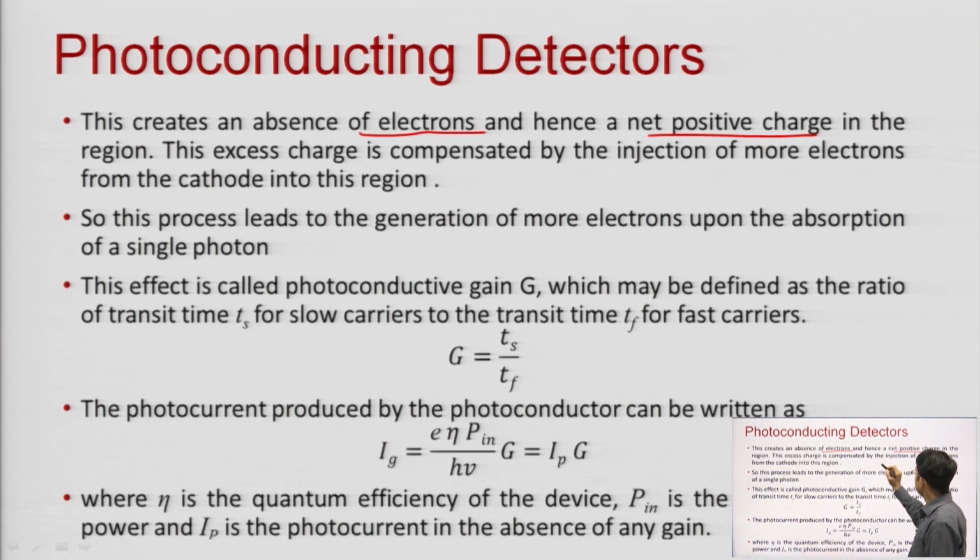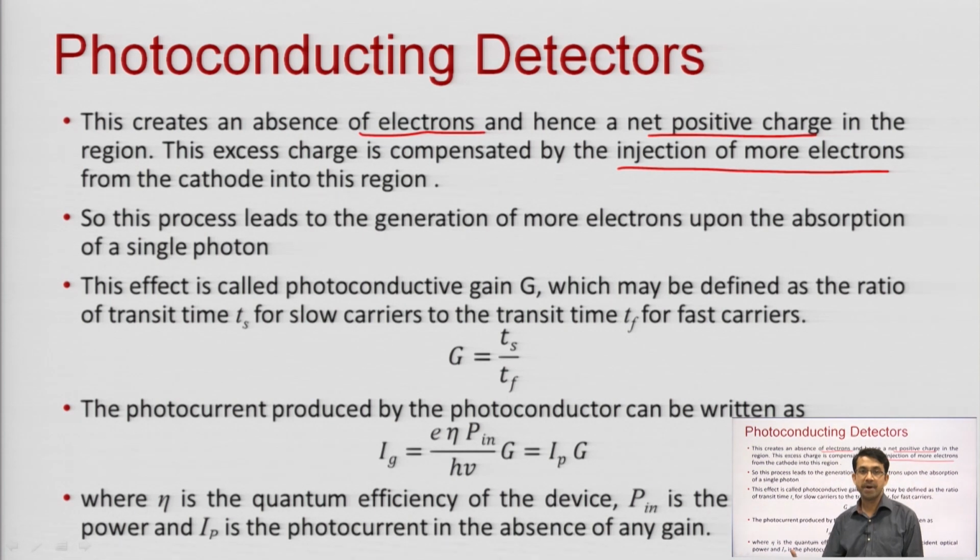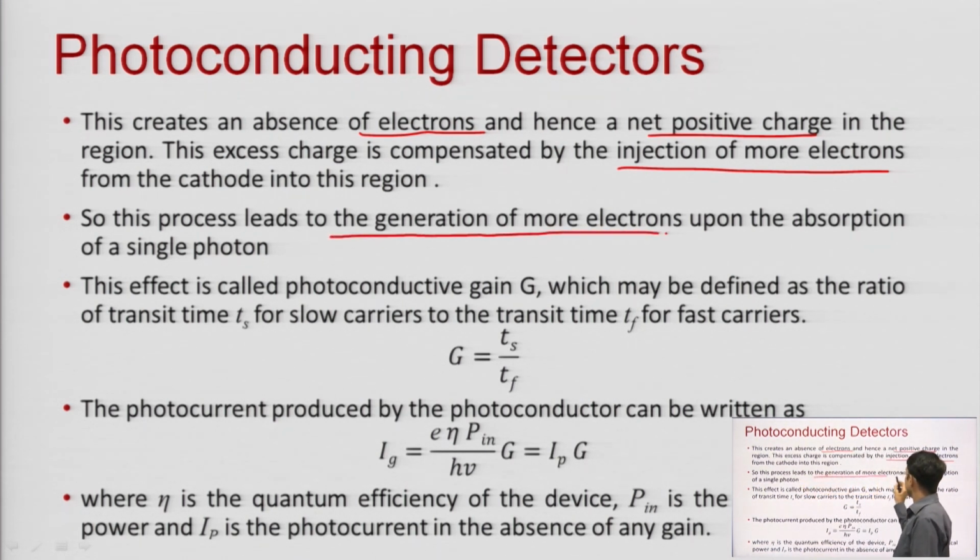This excess charge is compensated by the injection of more electrons from the cathode region into this region. So, from the battery, more electrons are injected into this region due to this imbalance of negative and positive charge. This process leads to the generation of more electrons upon the absorption of a single photon. As the photon is absorbed, the electron is swept away rapidly, but the hole is slow, so it has not been swept away yet. So, more electrons are injected, which leads to generation of more electrons.